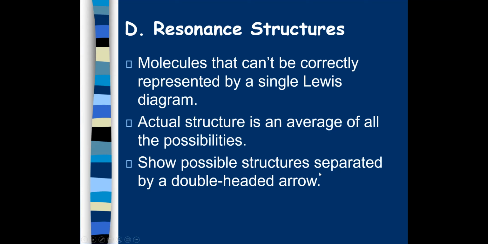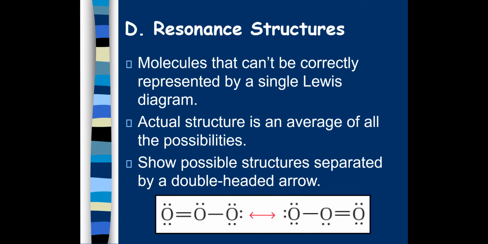So then you show the possible structures separated by a double-headed arrow. Why double-headed? That means that you can go either way, up or down, right or left. And that's what that means. So if you notice, this one right here is O3, and that right there is the bonding where it shows the double bond is on the left, but over here it's on the right. So this is what we talked about being different. It is a second structure that is possible.